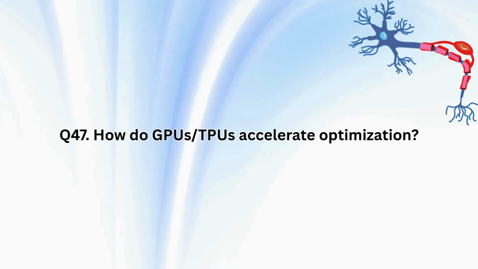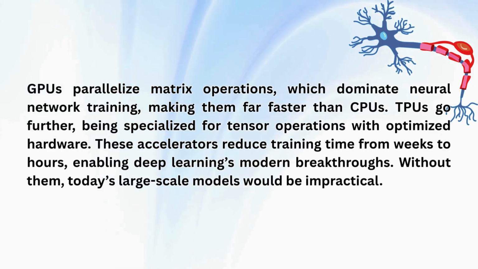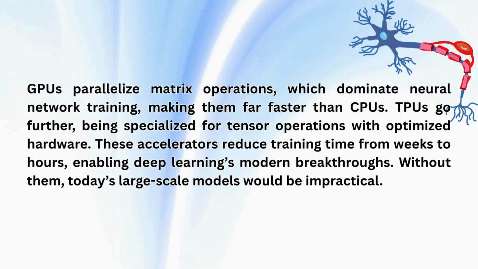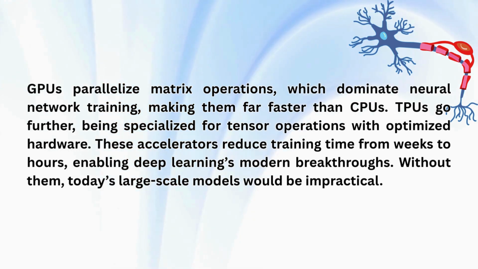How do GPUs and TPUs accelerate optimization? GPUs parallelize matrix operations, which dominate neural network training, making them far faster than CPUs. TPUs go further, being specialized for tensor operations with optimized hardware. These accelerators reduce training time from weeks to hours, enabling deep learning's modern breakthroughs. Without them, today's large-scale models would be impractical.